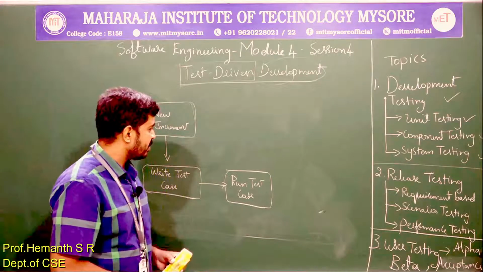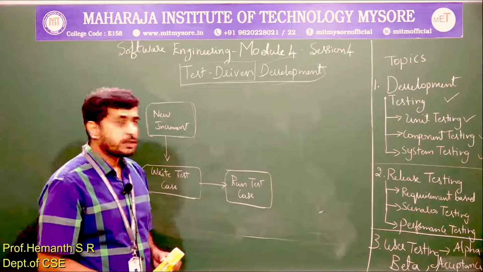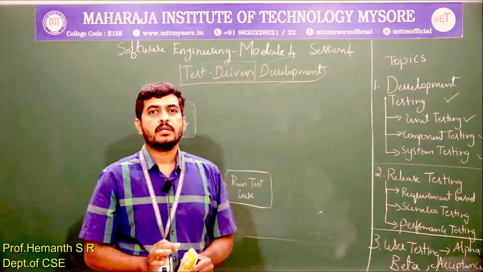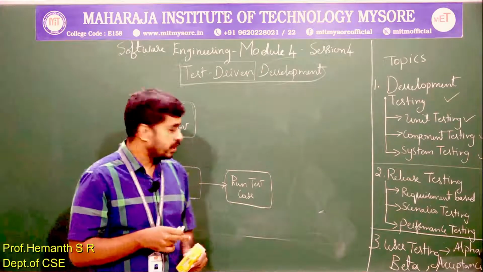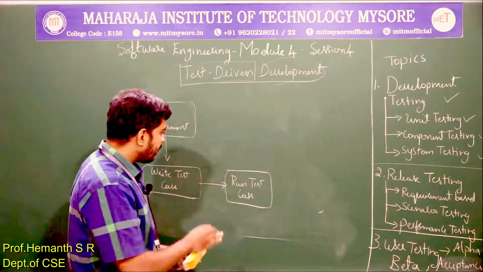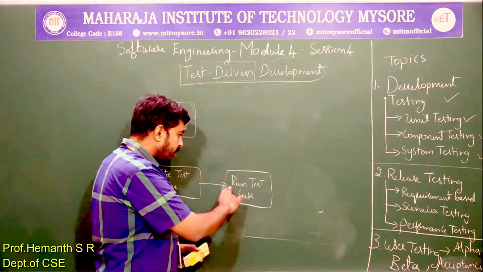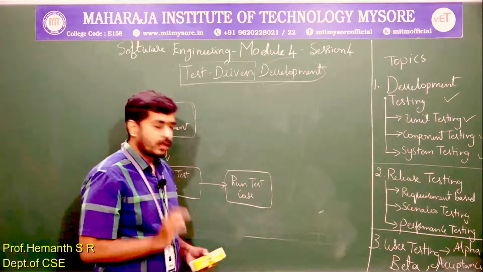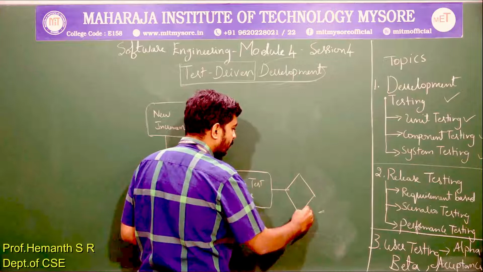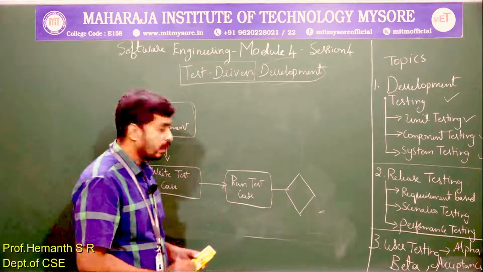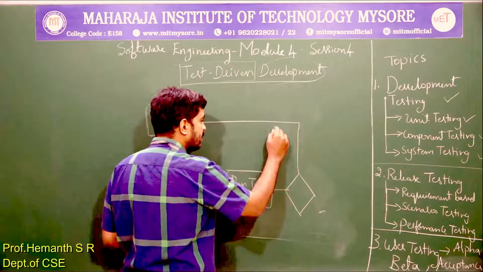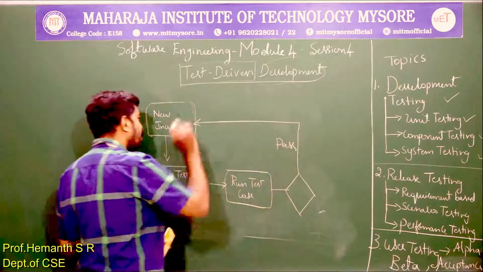Now we need to make a decision. What is the decision? Should you continue with the next increment, or should you recheck the old increment that was just now tested by writing and running the test case? It depends on the result of the test. After you have executed the test case, we introduce a decision box here. If the test case passes, then we will go into the new increment.